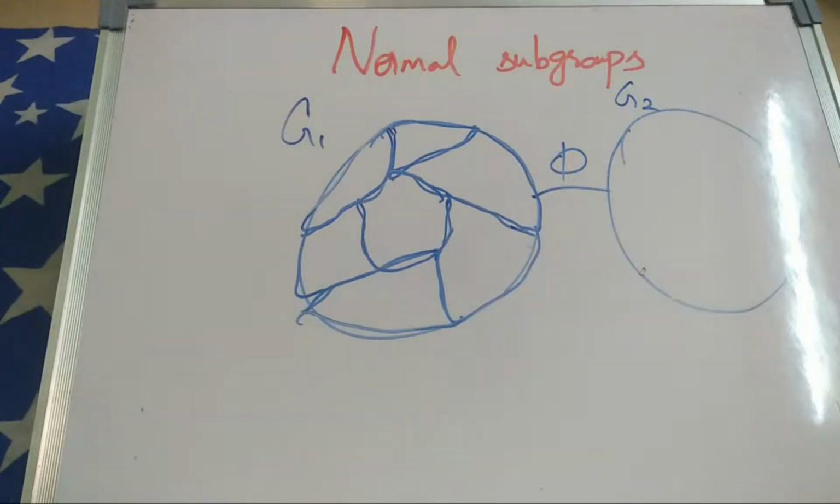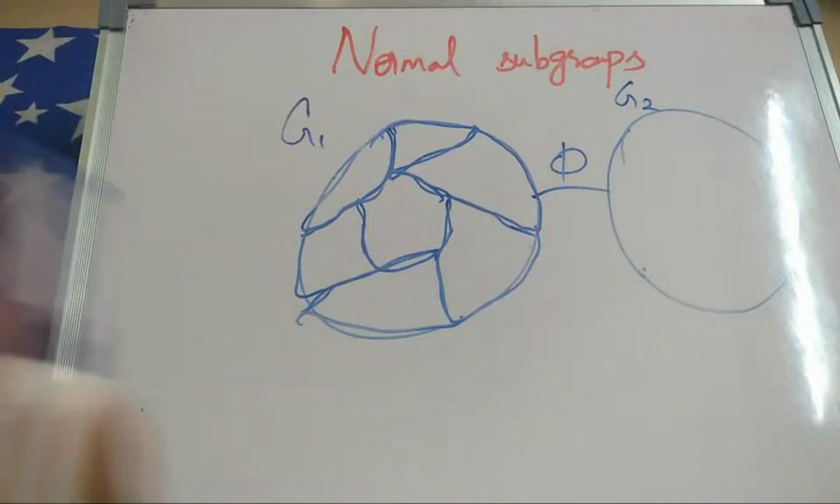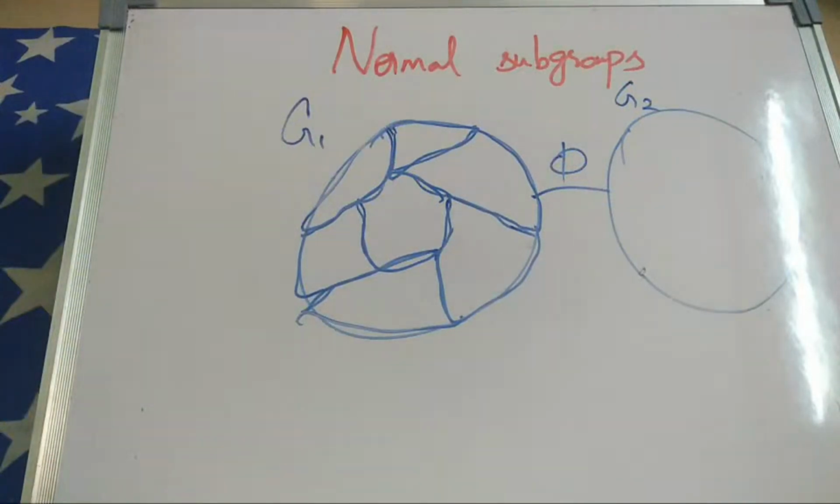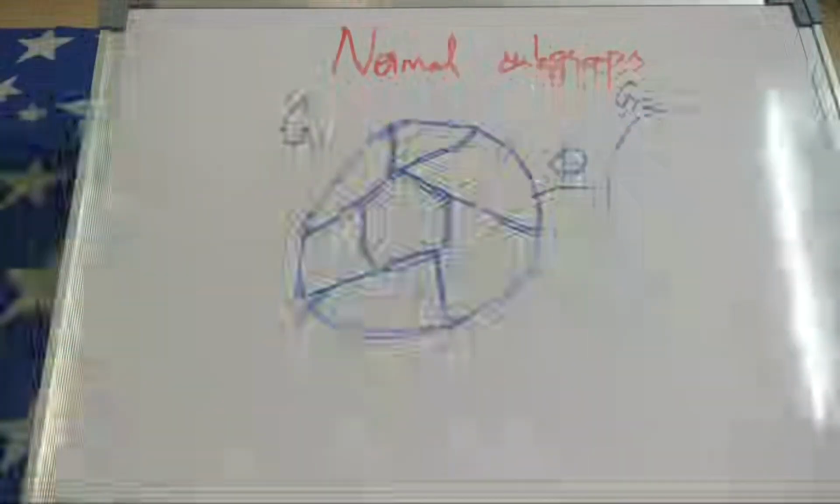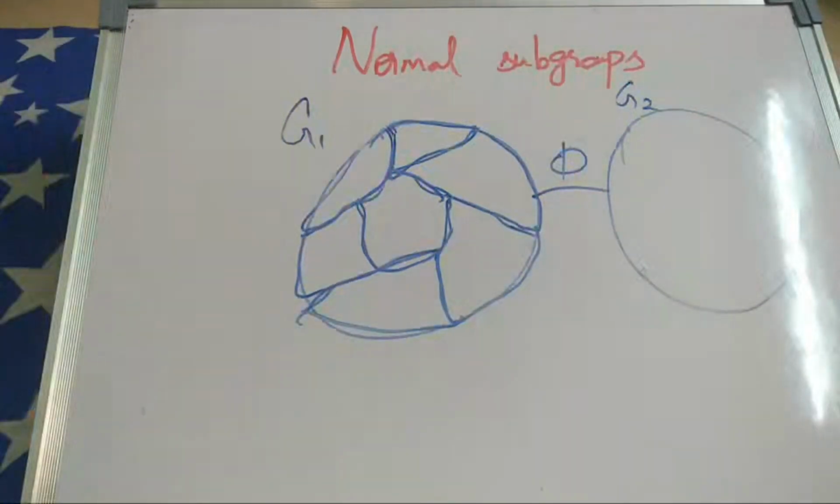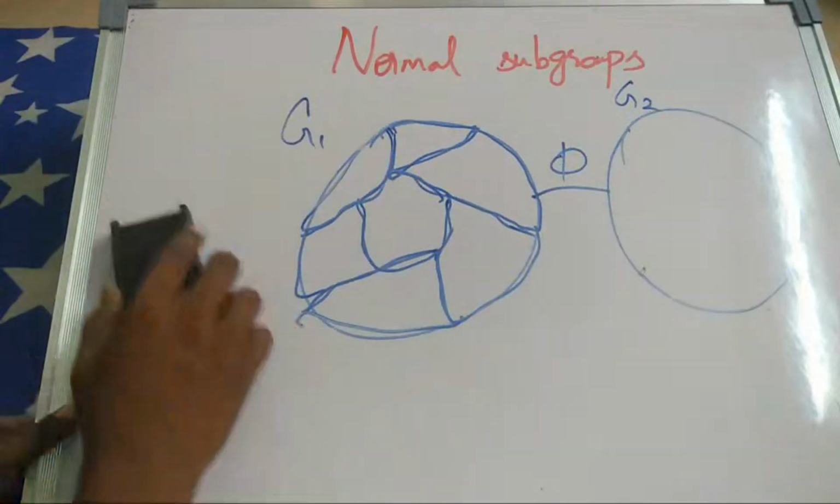So how are we going to do this? To do this, we need normal subgroups, and we will go deep into what a normal subgroup is. Now, before defining normal subgroups, we are going to define something called cosets.